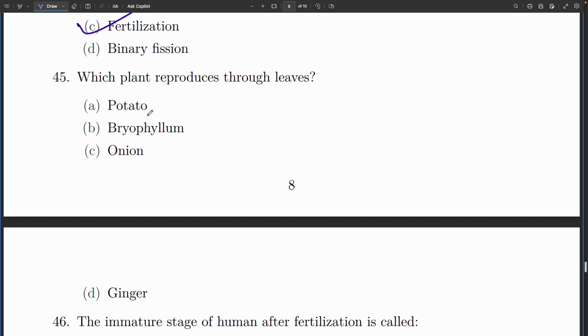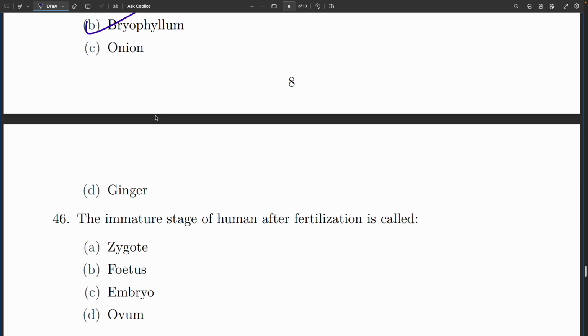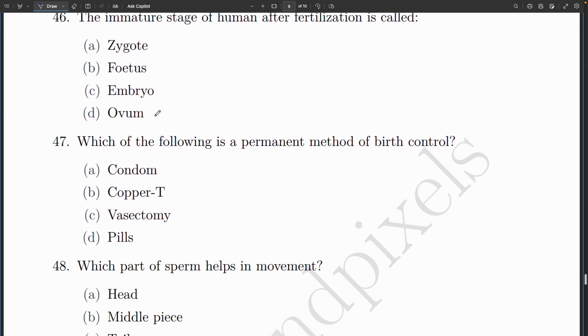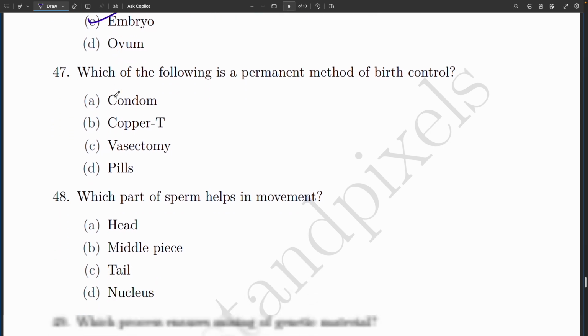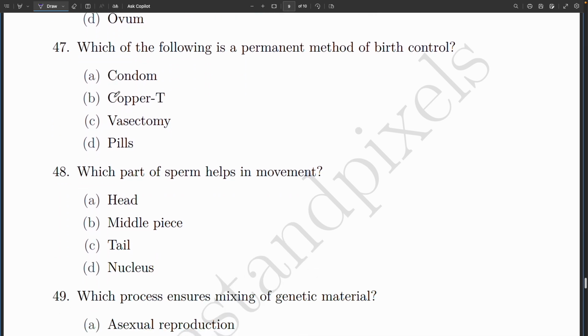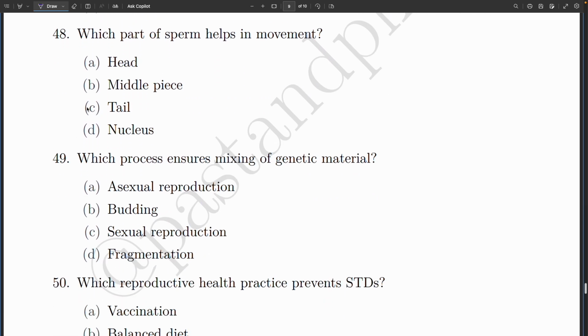Which plant reproduces through leaves? Bryophyllum reproduces through leaves. The immature stage of human after fertilization is called embryo. Which of the following is a permanent method of birth control? So vasectomy is a permanent method of birth control. Which part of sperm helps in movement? The tail of the sperm helps in movement.